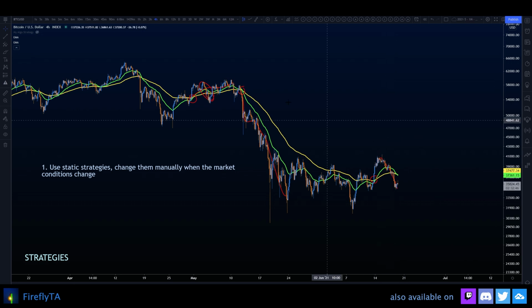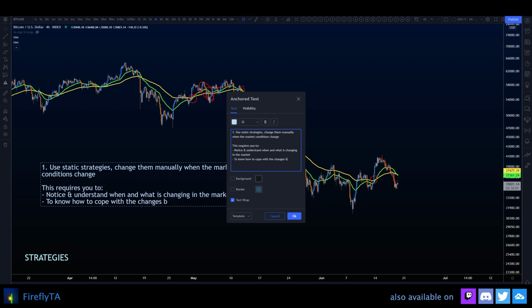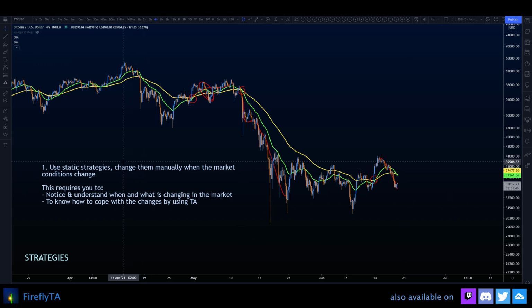So for example, to come up with a new one or to change the parameters by yourself when the conditions change. But this requires you to understand, first of all, notice and understand when and what is changing in the market, and to know how to cope with the changes by using TA. So when you want to approach this kind of trading style, you have to, of course, understand what is changing in the market. You have to notice it as fast as possible.